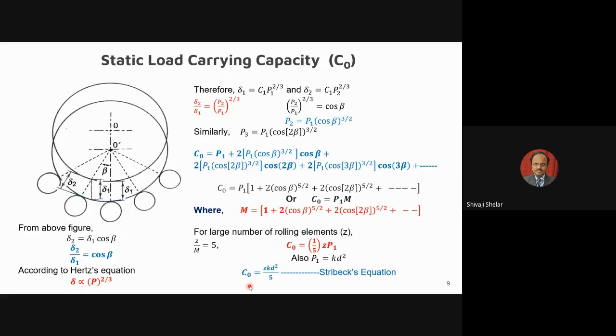So this is regarding static load carrying capacity. This is one of the important parameters. And the remaining parameters we will be seeing in the next lecture.